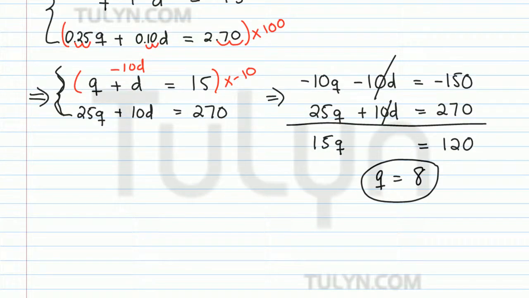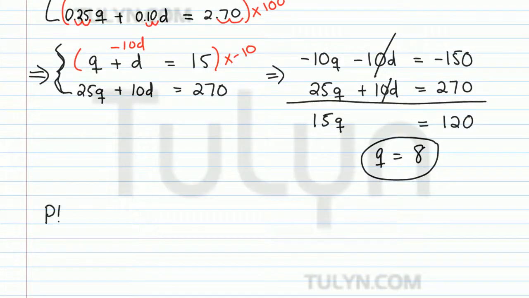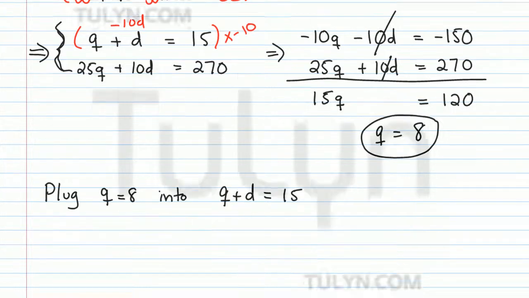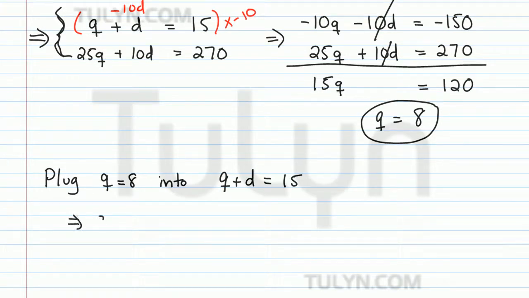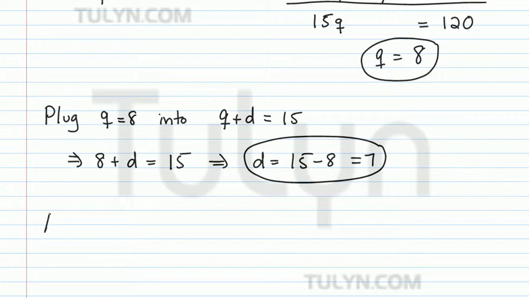So now we found our Q, and now we want our D. We plug it into either of the equations, and it looks like the first equation is going to be the simplest: Q plus D is equal to 15. So we plug Q is equal to 8 into Q plus D is equal to 15. Doing that, we have that 8 plus D is equal to 15. So D is equal to 15 minus 8, which is 7. So now we have our Q and our D, and we can write our answer in a full sentence.